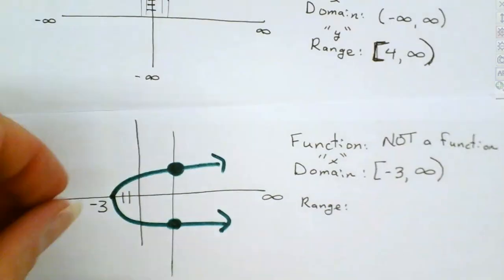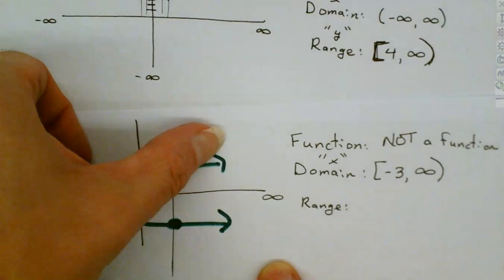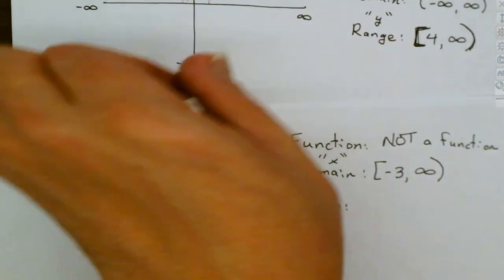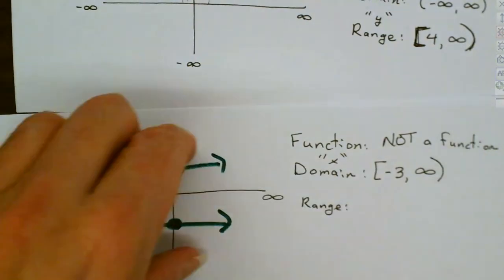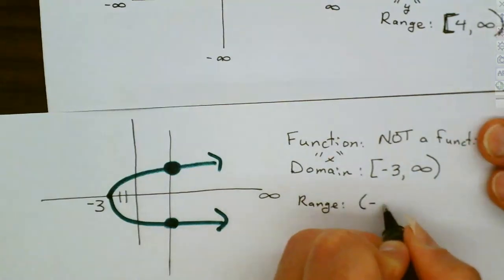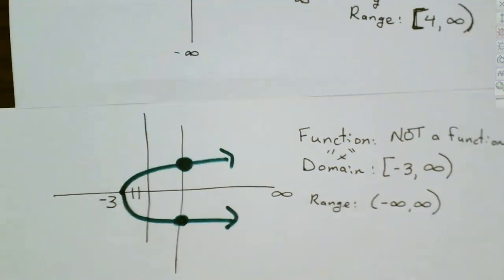Okay, and what's going to happen here? Let's watch it as we move along the graph. What's happening? It's going up this way, down that way, right? As it goes to the right, it's going up and down both. So my range would be negative to positive infinity.